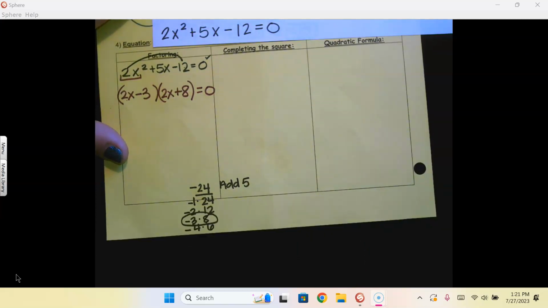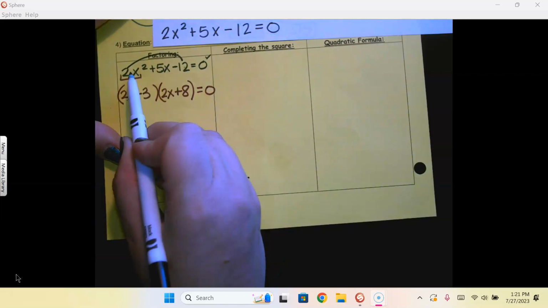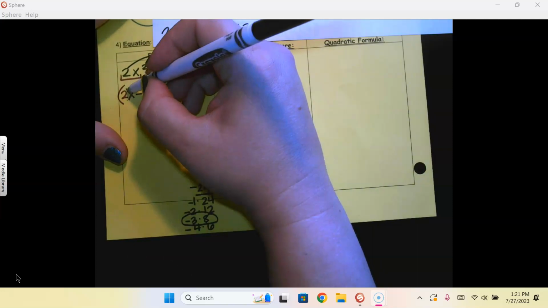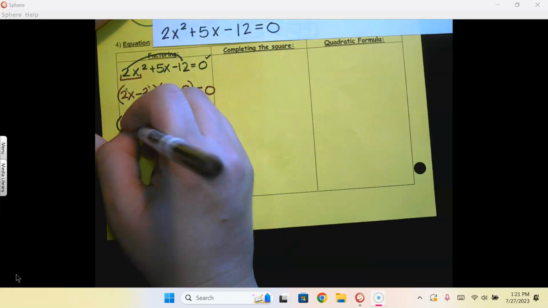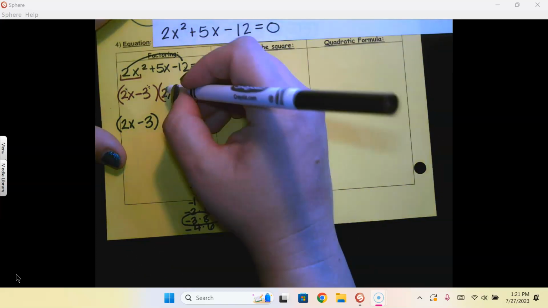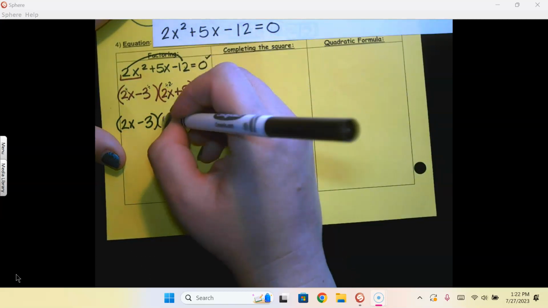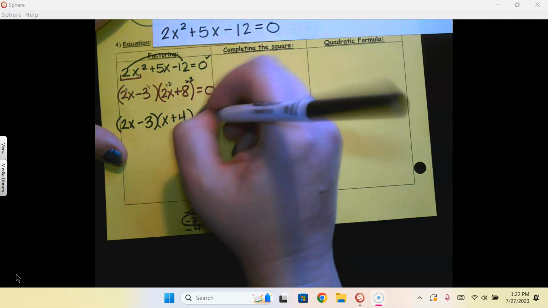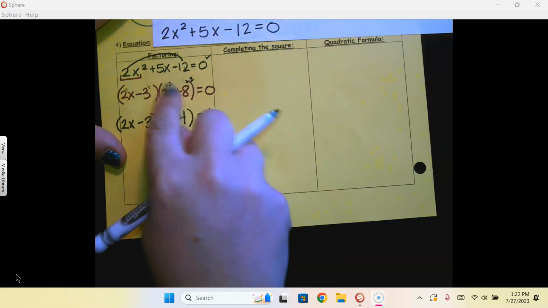And then again, this does not FOIL, does not multiply to this original problem. So what we have to do is ask ourselves, does anything divide into 2 and 3? No, other than 1. No. And then does anything go into 2 and 8? 2 does. So I'm going to do, in my head, 2 divided by 2 is 1x, and 8 divided by 2 is 4. Now, that extra 2 was removed out of this group here.